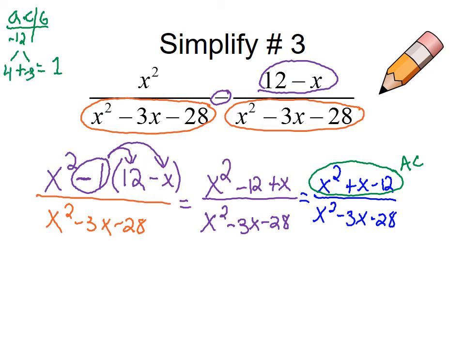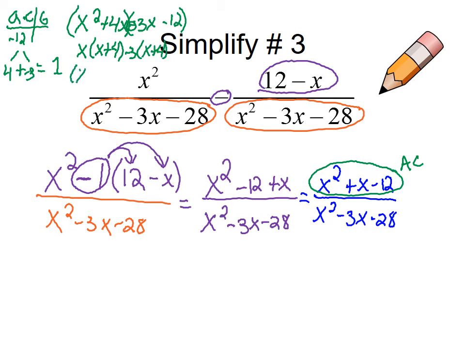When I rewrite this, I get x squared plus 4x minus 3x minus 12. Group my first two together, group my second two together. First one I can take out an x, so I'm left with x plus 4. Second one I'm going to take out a negative 3, and I'm left with x plus 4. So my two factors are x plus 4 and x minus 3.